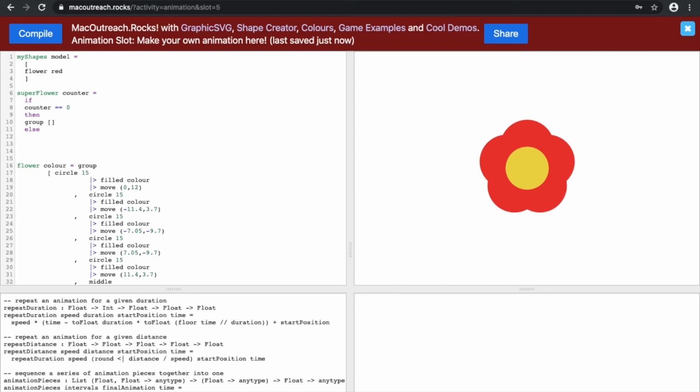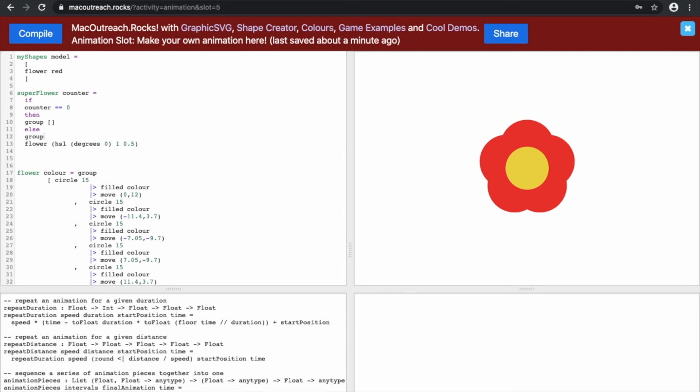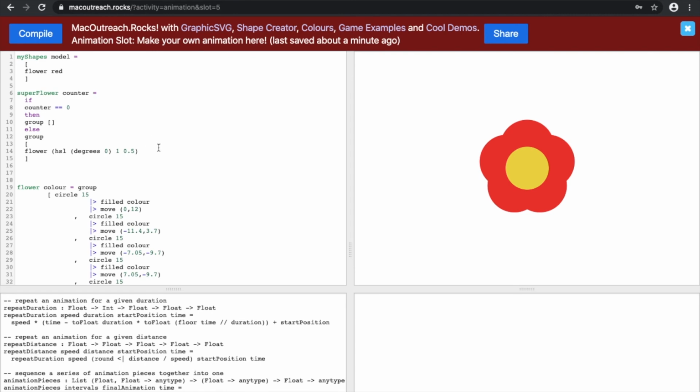Now the else part of the statement is where it gets a little bit tricky, but let's start with creating our initial largest flower. However, instead of saying something like flower red, we're actually going to be using HSL here. Why are we going to be using HSL? Because we're going to want to change these numbers inside so that the flowers can actually change color as counter changes. Here I've arbitrarily chosen HSL degrees 0, 1, 0.5, which should give us a color of red. Don't forget that since we're going to be doing recursion, we're going to want to group this as well.